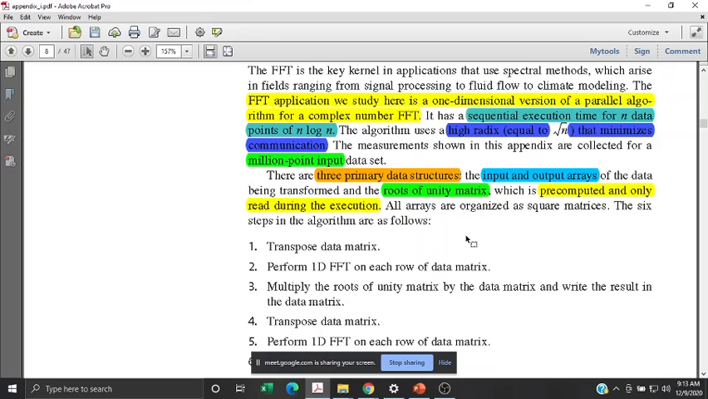Right now, while explaining these problem statements, he has considered a million point FFT, or 1 million point input. There are three primary data structures: input and output arrays, and the roots of unity matrix. You have to have some transformation matrix that you multiply to get the results. That is the roots of unity matrix, pre-computed and only read during execution, so that you know the transformation matrix. That is what is meant by the roots of unity matrix. While computing, you have to read it and multiply it.